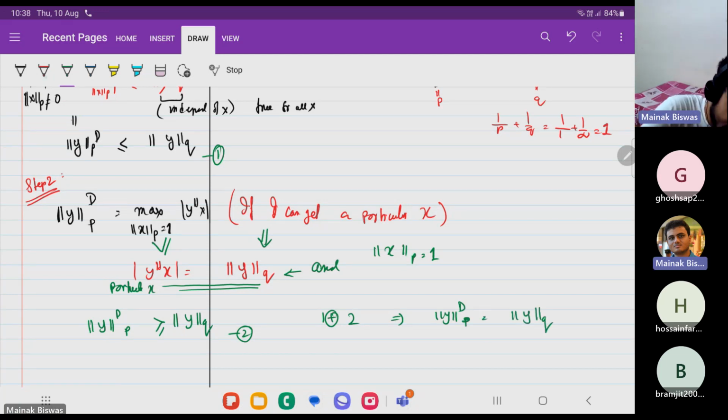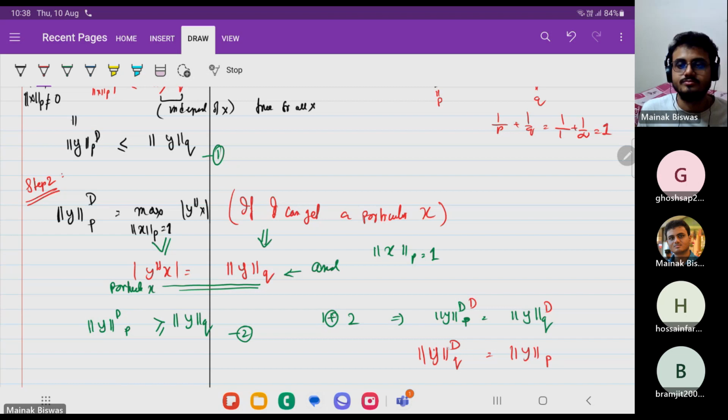Or since it's a norm, you can take dual on both sides. So it's symmetric, right? Right? Is this clear? And I will tell you which step you need to do in your homework. Is the overall goal to solve the question clear?